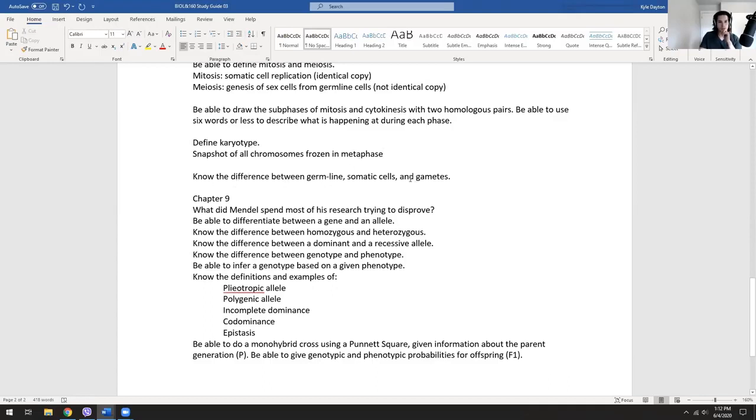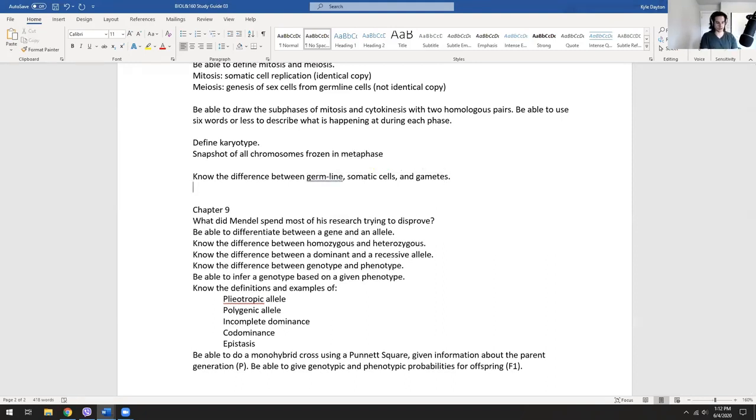Know the difference between germline, somatic cells, and gametes. So germline are going to be the progenitors for gametes. Somatic cells are everything else, pretty much, besides your germline cells and your gametes. So, you know, our skin, eyeball cells, all of your other cells that aren't related to creating gametes. And then gametes are sex cells.